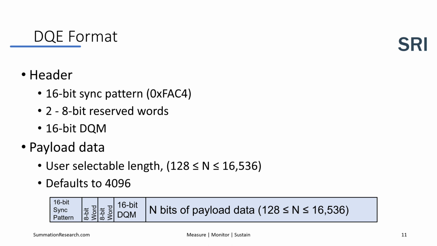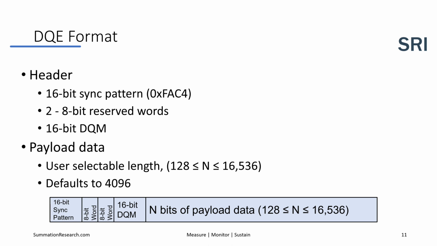Next, the packet includes the 16-bit data quality metric. This metric provides a standardized measurement of the real-time probability of error for a group of bits. Again, crucial for assessing the quality of received telemetry data.